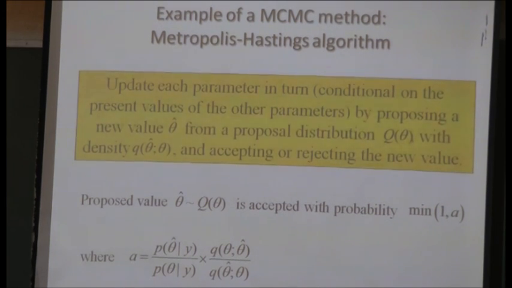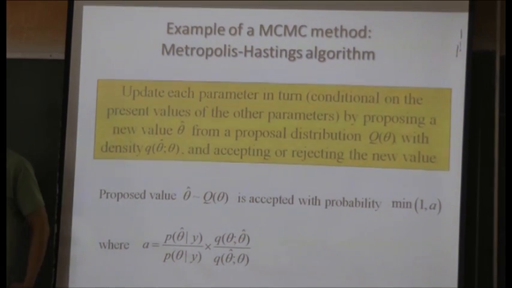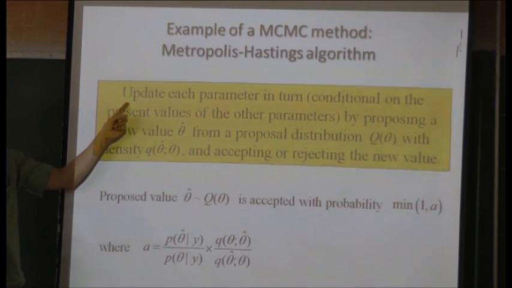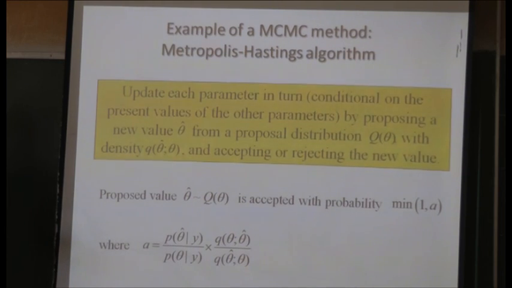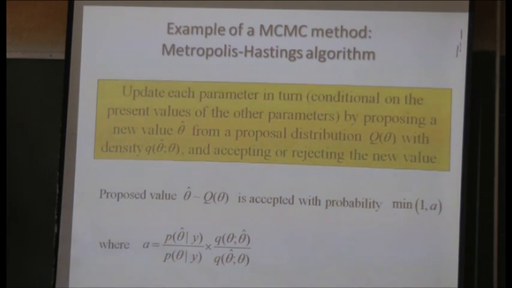So this is called the Metropolis-Hastings algorithm, and it's kind of utilizing the idea of Gibbs sampling in the background, so that again here you update each parameter in turn, conditional on the values of the other parameters. But if you cannot sample that parameter directly from the full conditional, you can follow this recipe.